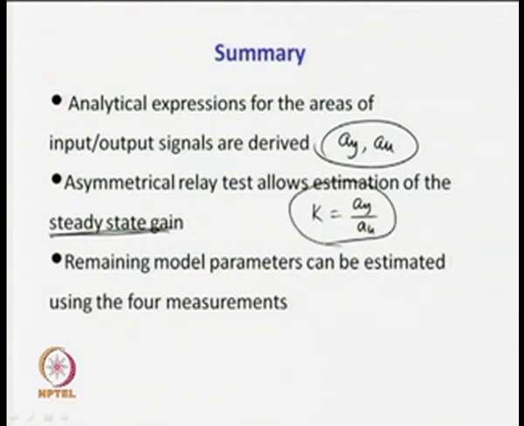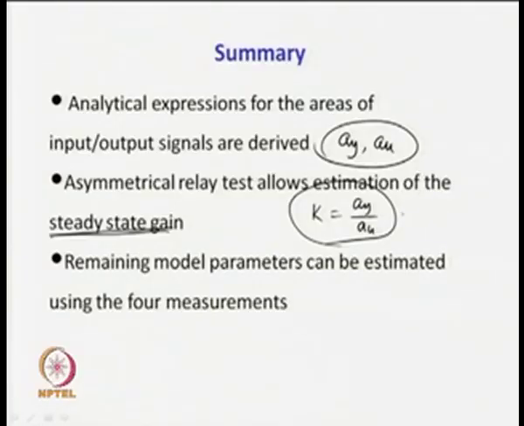Why have we been doing so? Because in our transfer function model we have got 5 unknowns. Earlier we had developed 4 nonlinear equations to estimate 4 unknowns. Now, the 5th unknown, the steady state gain of the system, can be estimated using the areas of the output and input signals.